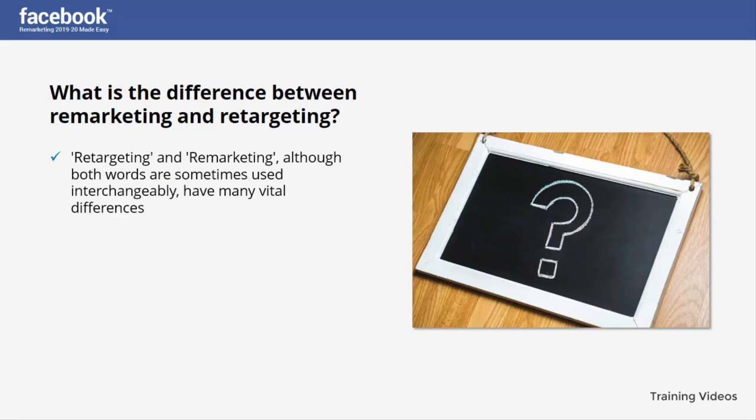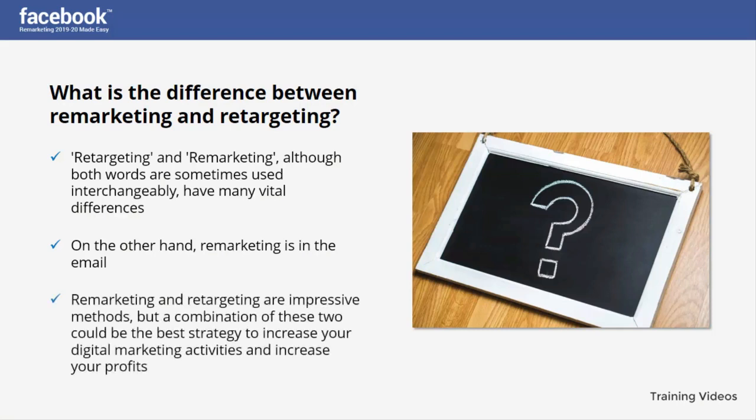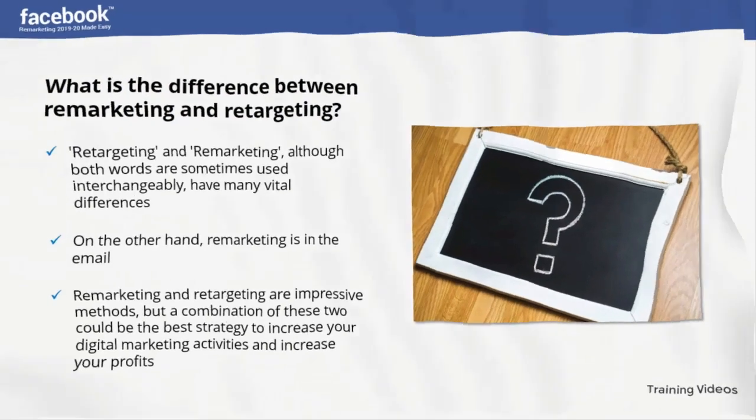In retargeting, it shows ads based on cookies to potential customers. On the other hand, remarketing is in the email. We can also say that remarketing works by collecting consumer details and making a list. Then these lists are used to forward sales emails. Remarketing and retargeting are impressive methods, but a combination of these two could be the best strategy to increase your digital marketing activities and increase your profits.